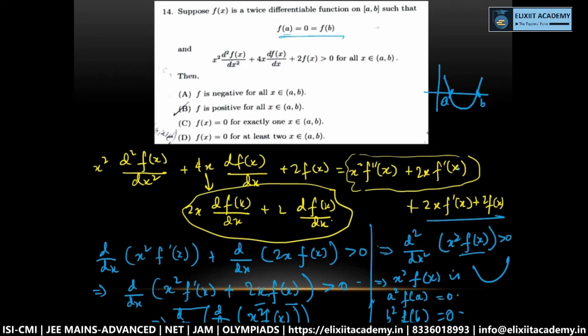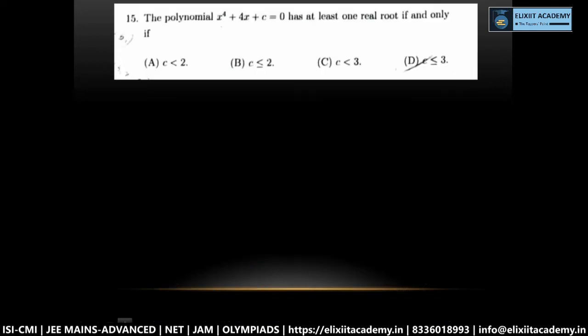Obviously, x square f of x is less than 0, right? From here, x square f of x is obviously less than 0. Which means f of x is also less than 0. Which means f of x is negative for all x belonging to the open interval (a, b).